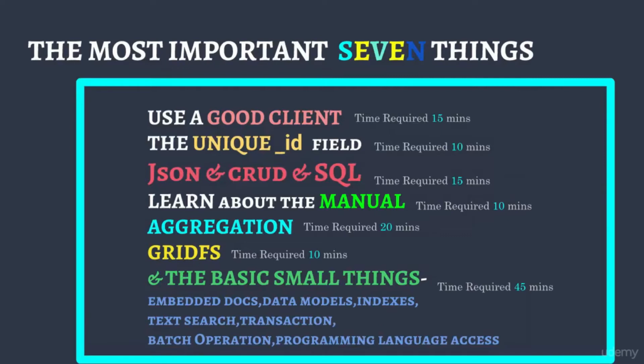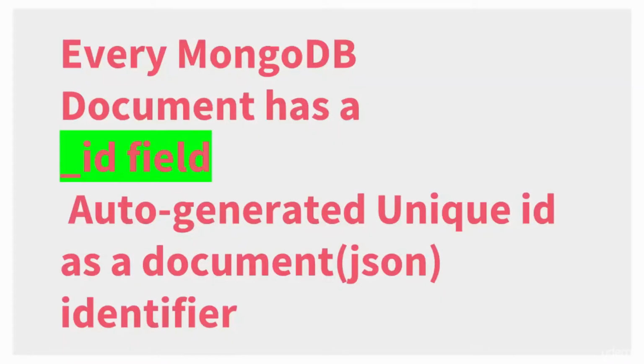Now to the second one, that is the unique ID field. The time required to understand this is less than 10 minutes. It's very easy. Every MongoDB document must have an associated unique ID. This unique ID field is automatically generated by MongoDB. You can also provide your own unique ID. So you need to understand about this unique ID field because this is new in MongoDB when compared to the traditional databases. In traditional databases, for tables, we need to specify a column as an auto-generated unique ID, whereas in MongoDB, this comes by default.